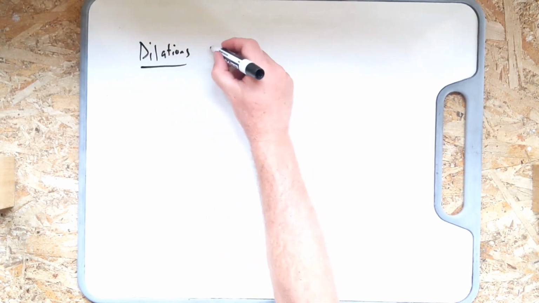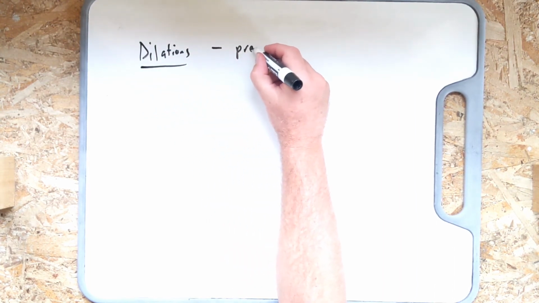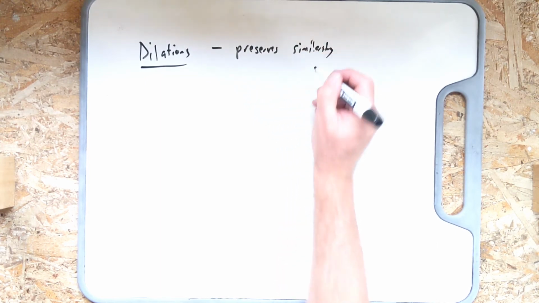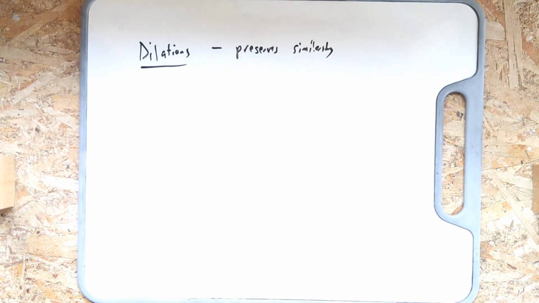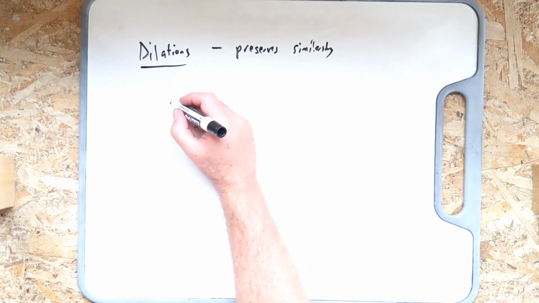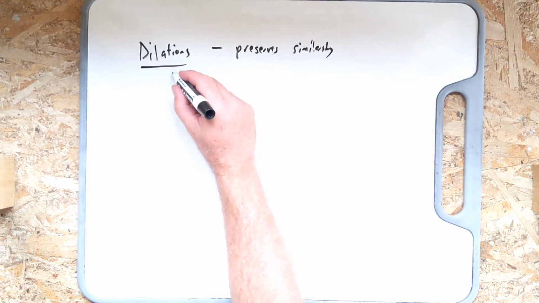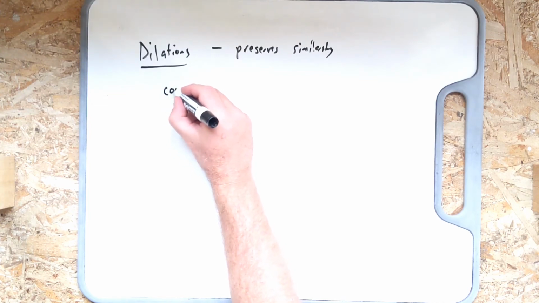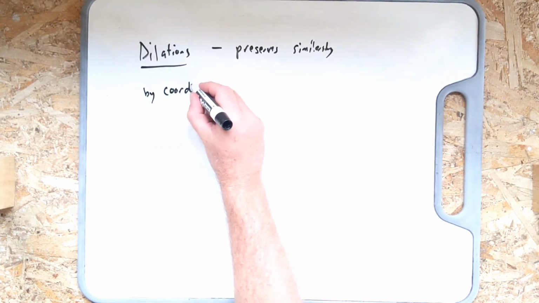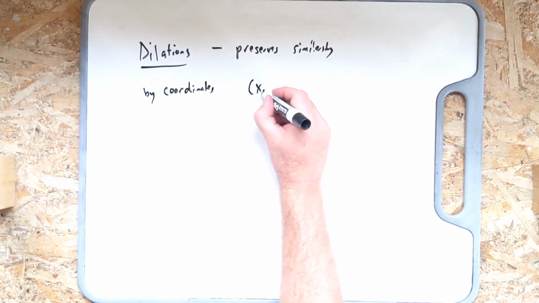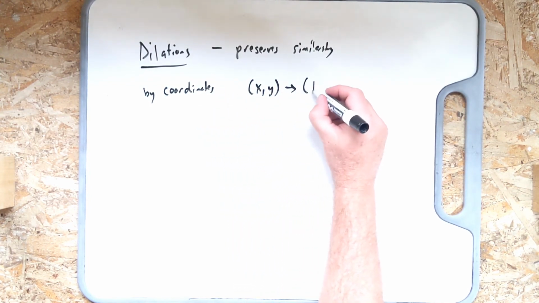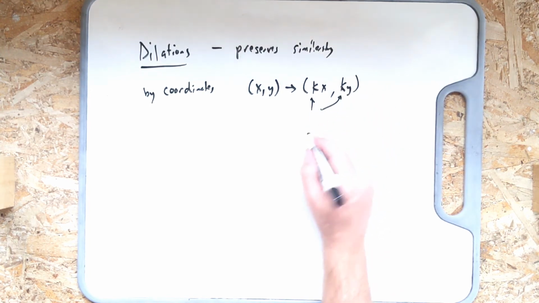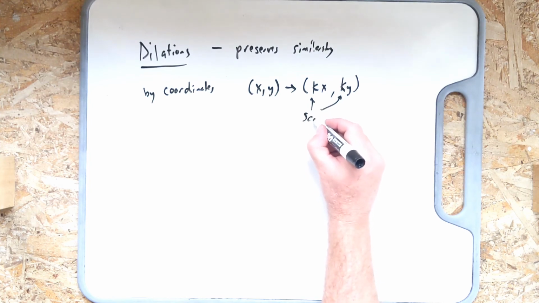Dilation is also a transformation, but it preserves similarity, which means same shape, different size. We had two ways of doing this. One is we did it by coordinates, in which case it was a very simple transformation. It's just (x, y) became (kx, ky). You basically multiply the points by what's called a scale factor.